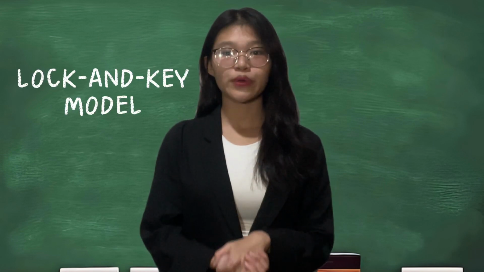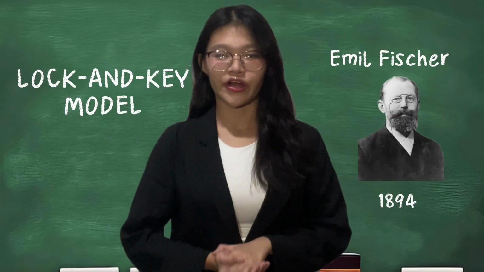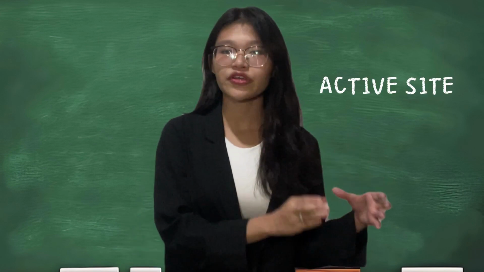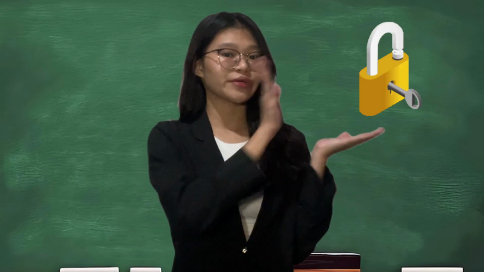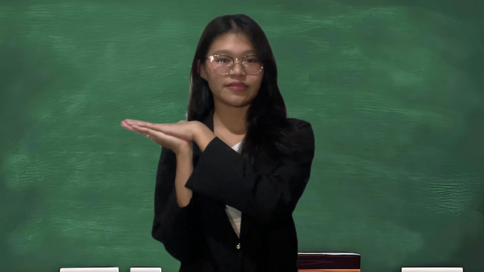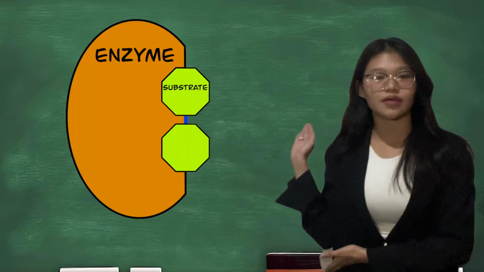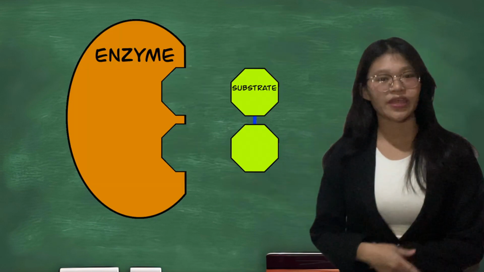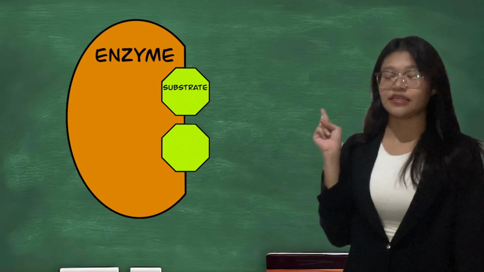The first model is called the lock and key model, proposed by Emil Fischer in 1894. According to this model, the enzyme has an active site, a specific region where the substrate binds. The shape of this active site is exactly complementary to the shape of the substrate. Just like a key only fits into a particular lock, only the correct substrate will fit into the enzyme's active site. Let's look at this diagram. Notice how the substrate fits perfectly into the enzyme. That's the idea of the lock and key model.